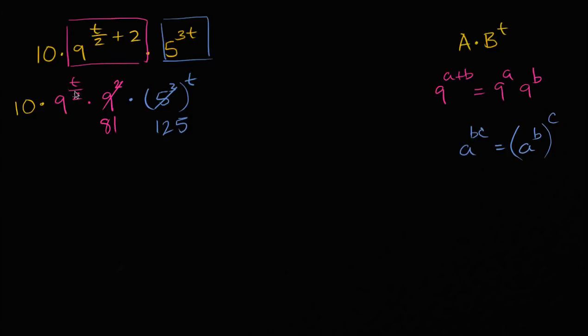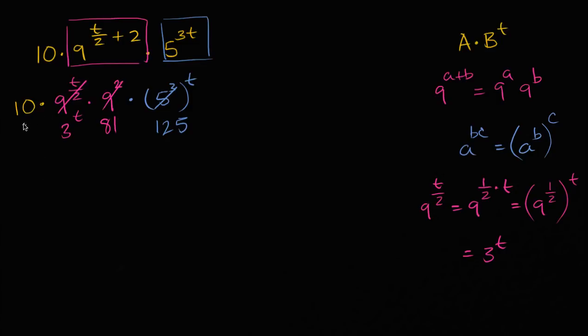And so the only thing we really have to simplify at this point is 9 to the t over 2. And actually, let me do that over here. 9 to the t over 2. Well, that's the same thing as 9 to the 1/2 times t. And by this property right over here, that's the same thing as 9 to the 1/2, and then that to the t power. So what's 9 to the 1/2? Well, that's 3. So this is going to be equal to 3 to the t power. So this right over here is 3 to the t power.